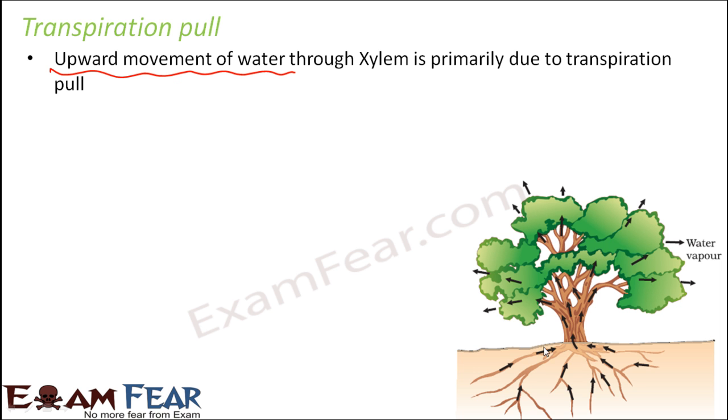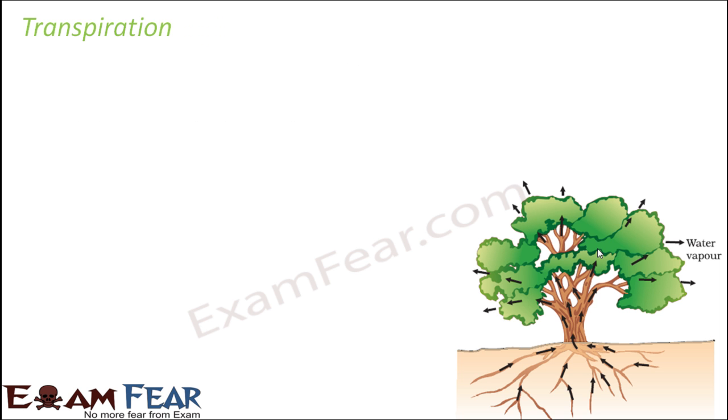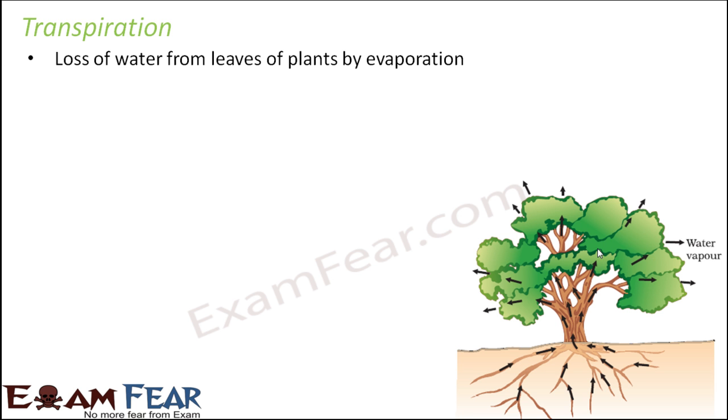In the picture also you can see that everything tends to move upwards. Water is being pulled up from below. So let's see what transpiration is. It is the loss of water from the leaves of plants by evaporation. As I have mentioned before, in plants there are tiny pores on the leaves, and these tiny pores are called stomata. These stomata are the pores through which there is some loss of water by evaporation. That is, water evaporates to form water vapor, and that's how water is lost from the leaves of the plant.